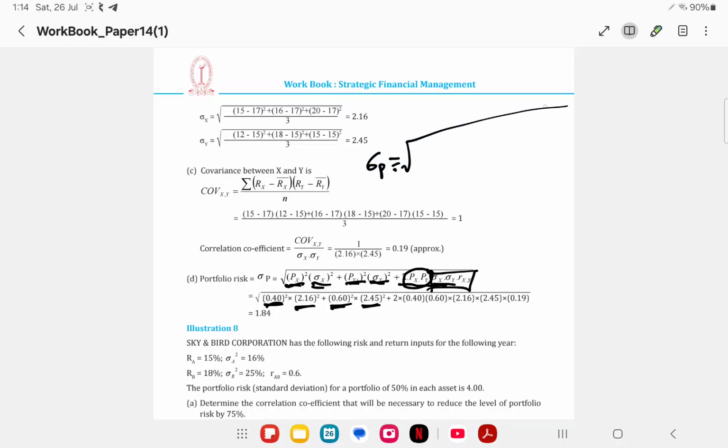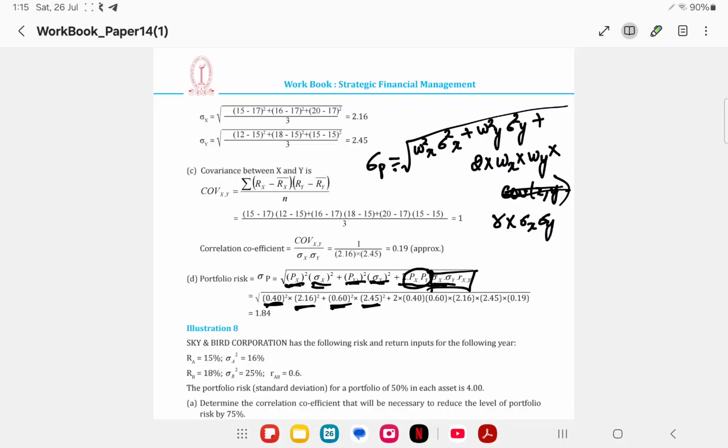portfolio. So this is calculated by using weight square x into variance of x, plus weight square y into variance of y, plus 2 into weight of x into weight of y into covariance xy basically. Or if you use bookish language, we will write the correlation coefficient between x and y into standard deviation of x into standard deviation of y. This is the formula. So you can solve it easily.